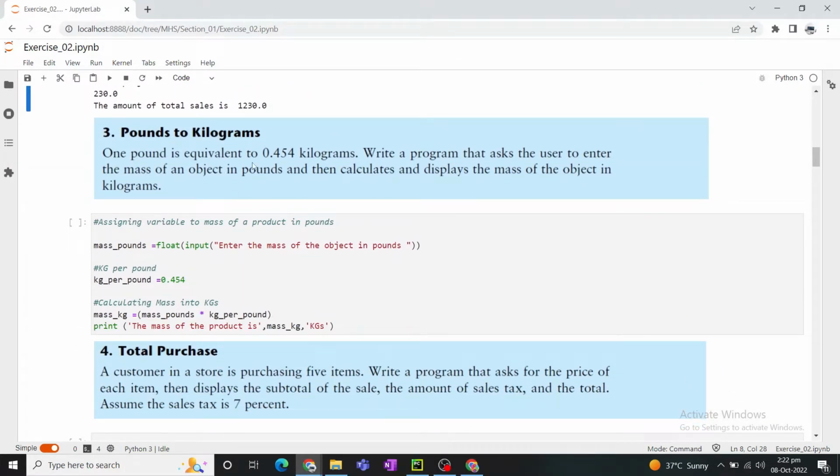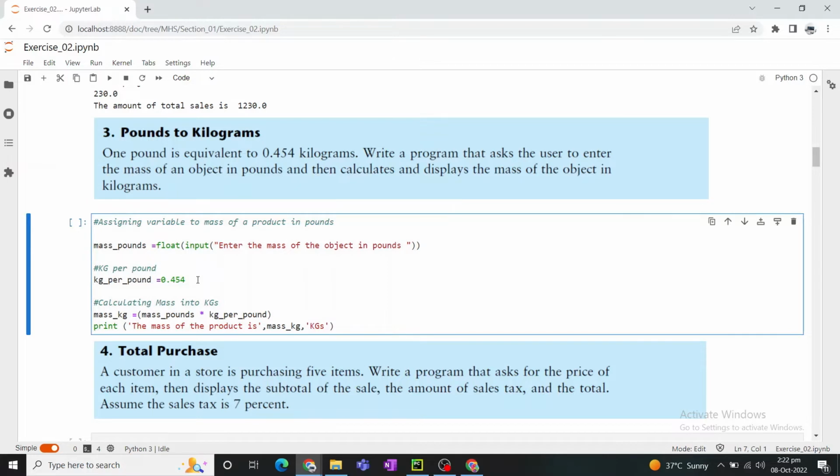1 pound is equivalent to 0.454 kilograms. Write a program that asks the user to enter the mass of an object in pounds and then calculates and displays the mass of the object in kilograms. Okay, perfect. Over here we can assume that we are purchasing the cake in pounds, so we have to enter the mass in pounds as a float, the mass of the object.